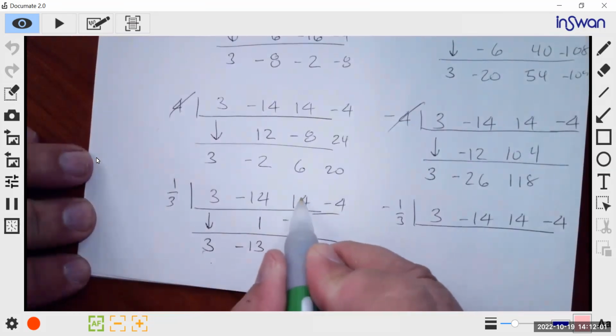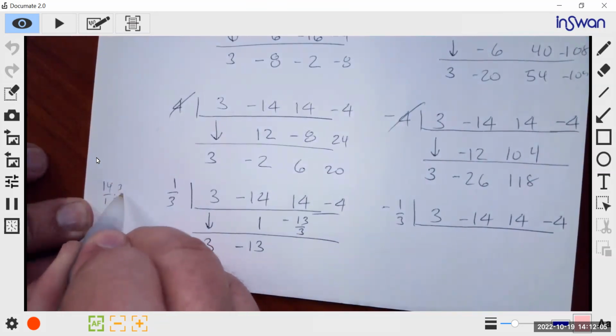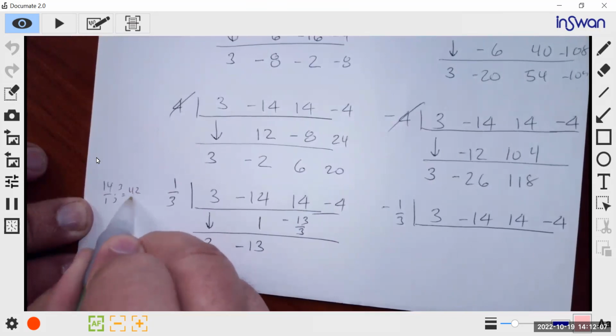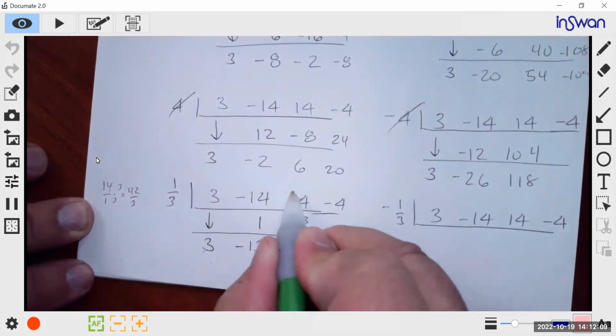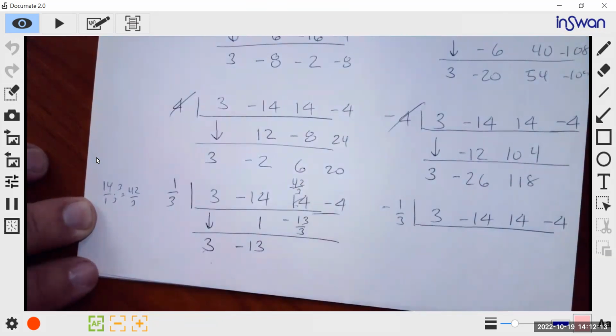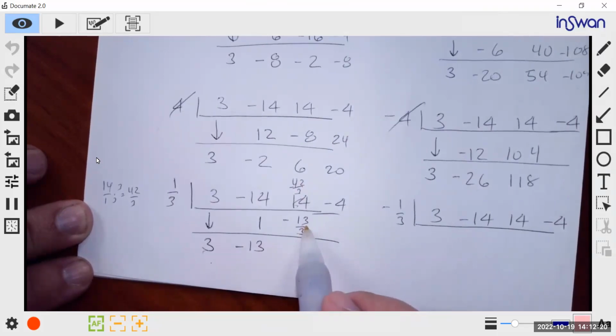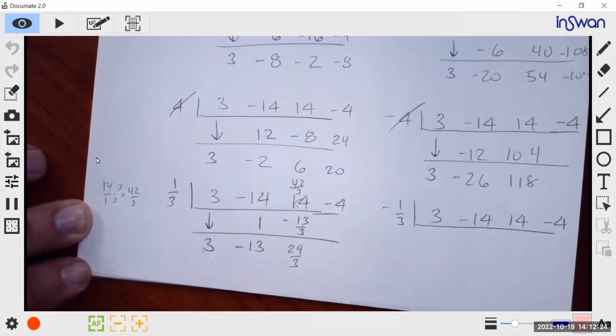So we have 14 over 1. But to multiply it by 3, it's 42 over 3, so it's positive 42 over 3. 42 over 3 minus 13 is 29 over 3. Yeah, it's not looking good, is it?